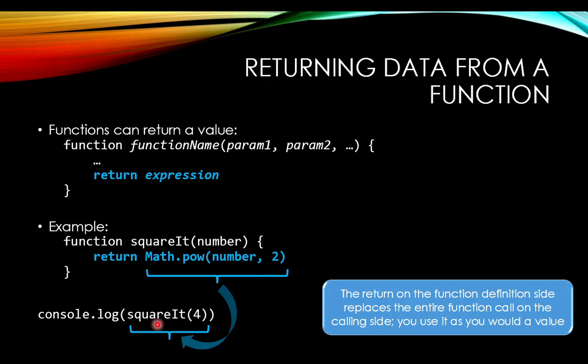So you can use the call any place that you could use its return, right? So we know it's going to return some number. We could use square it, parentheses, whatever, any place that you could use a number, because we know eventually it's going to get replaced by the return value, which is going to be a number. So that's the way that you can create a return from a function, and how you can consume or use that on the calling side.